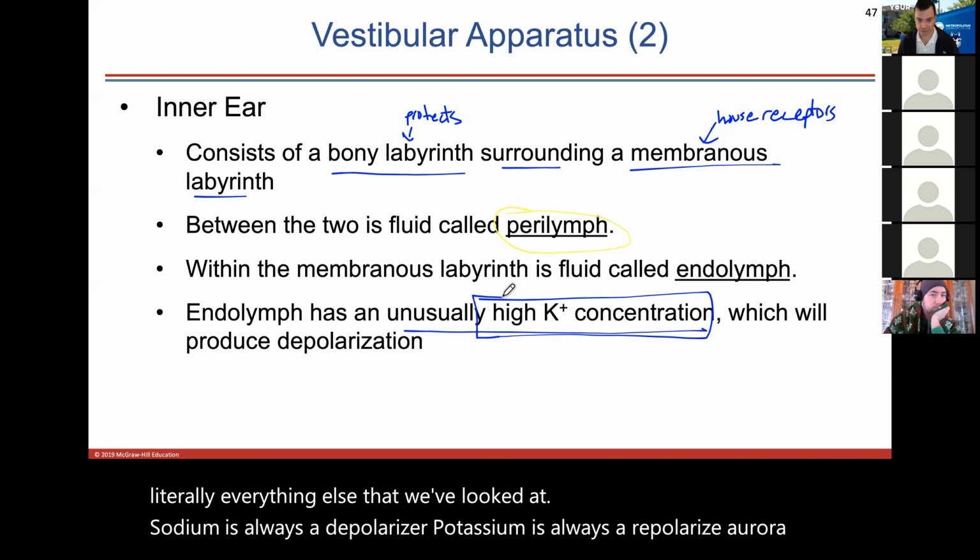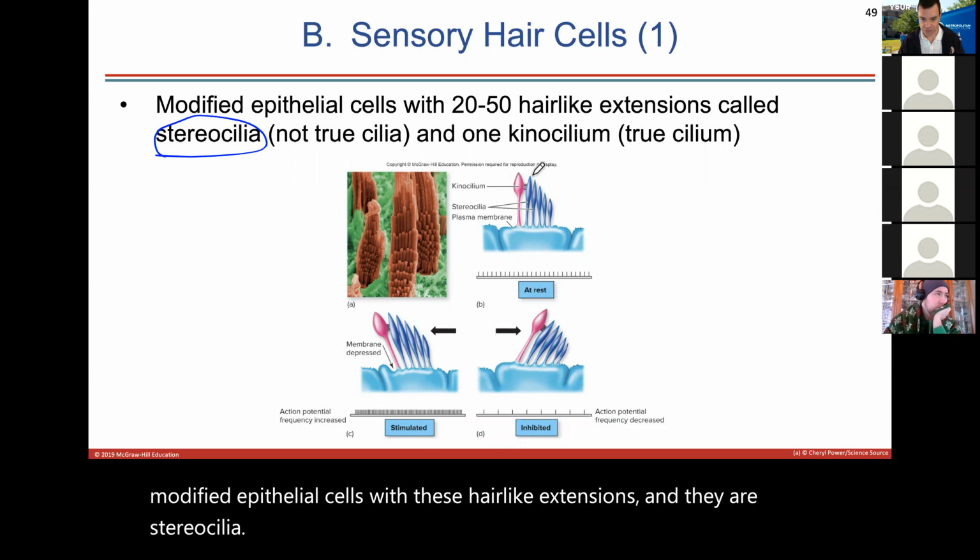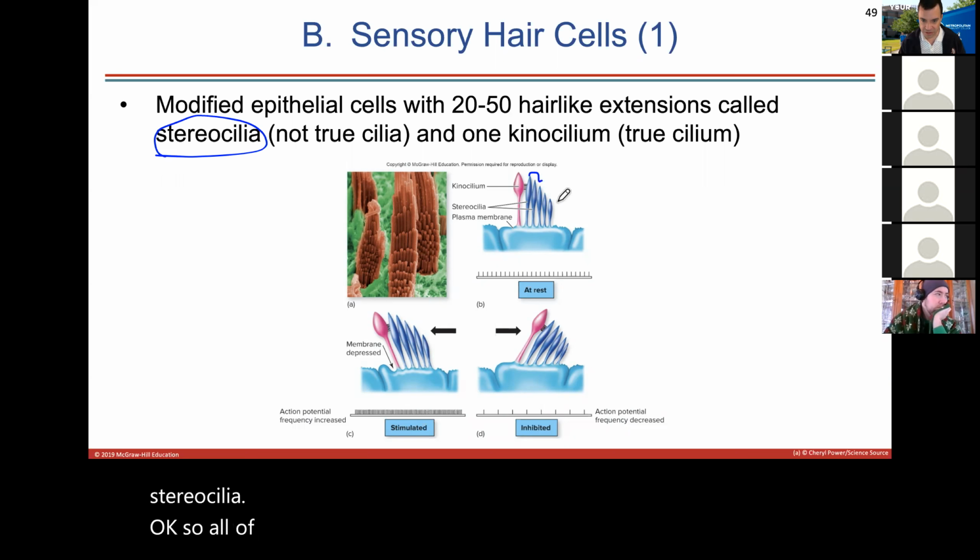So here are some of the sensory hair cells that we have. They're referred to as stereocilia. They're not true cilia. They don't have whip-like motion, so that's why the book goes into this whole diatribe about them not being true cilia. They only move when they're stimulated, right? But again, they're just modified epithelial cells with these hair-like extensions, and they are stereocilia. All of these right here are stereocilia.